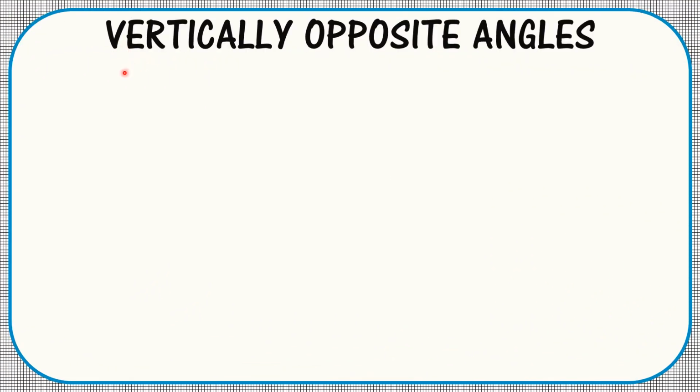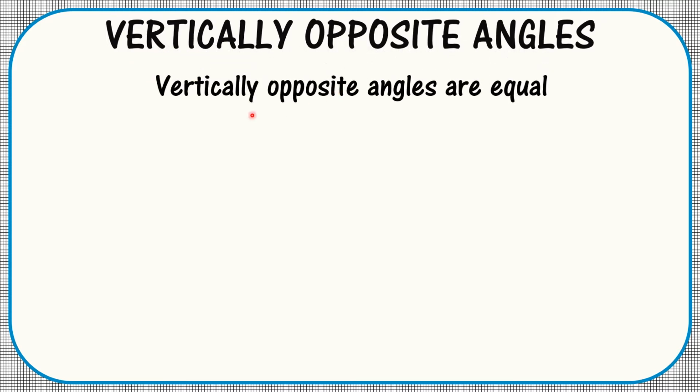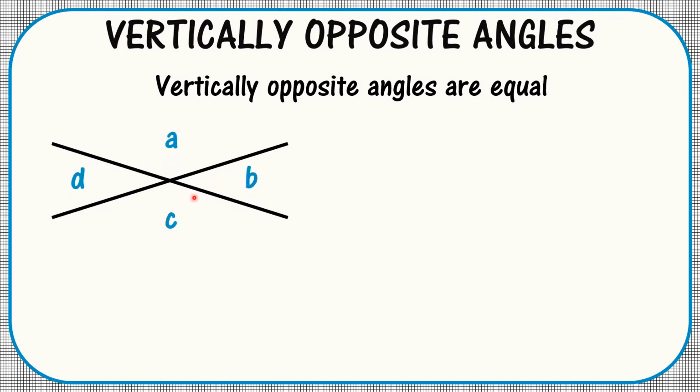The first one that we will go through are vertically opposite angles. As mentioned previously, vertically opposite angles are equal. So here we have four different angles. We have A, B, C, and D. What we are saying is that the angles which are opposite vertically are equal to each other. So for example, A is equal to C. So whatever the value of A is, it is the same as the value for C. So A is equal to C because they are vertically opposite. Therefore, we can also say that B is equal to D. So whatever the value of B is, it is also the value of D.